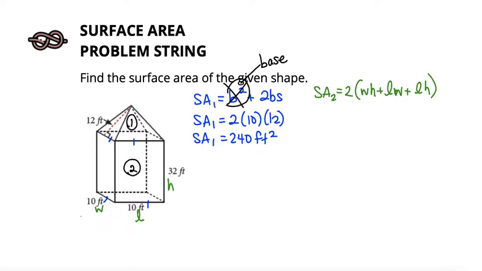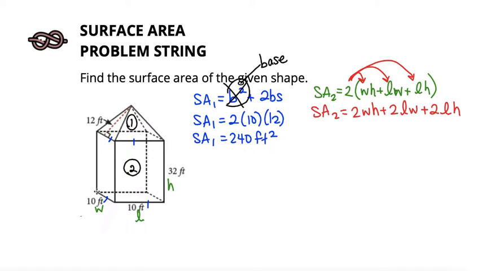I want to think about using the distributive property right now. So the distributive property says that I can multiply the 2 by each of these terms. So I could rewrite this as 2WH plus 2LW plus 2LH. So I have 2 of these sides, 2 of those sides, and 2 of those sides.